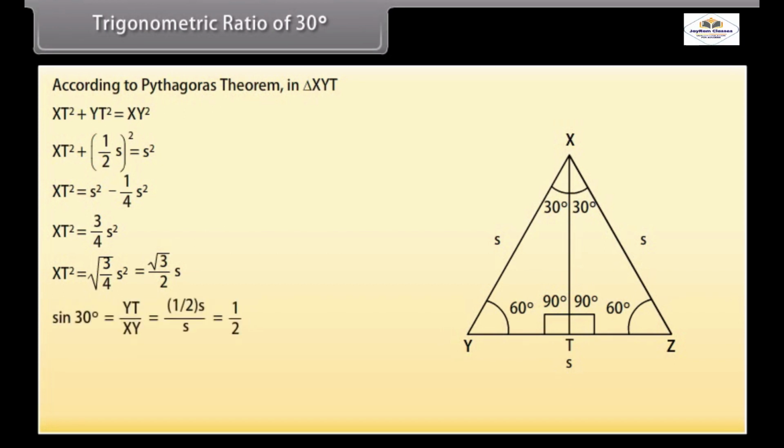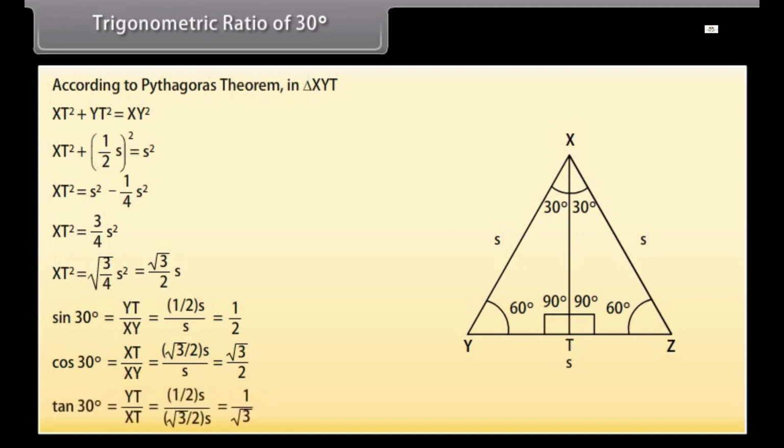Sine 30 degree is equal to YT upon XY equals 1 upon 2s upon s is equal to 1 upon 2. Cos 30 degree is equal to XT upon XY, which equals square root 3 upon 2s upon s equals square root 3 upon 2. Tan 30 degree is equal to YT upon XT equals 1 upon 2s upon square root 3 upon 2s equals 1 upon square root 3.